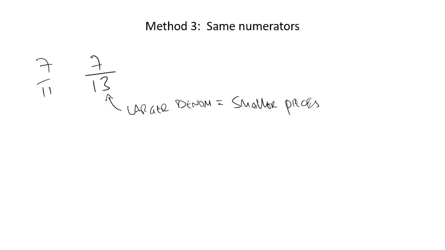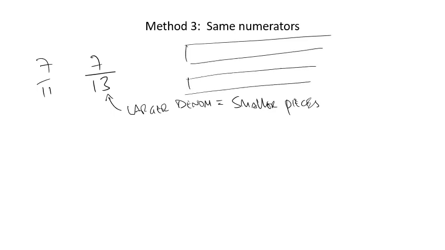And it seems like an almost contradictory thing that larger makes smaller. But if you draw a rectangular model for one and a rectangular model for the other, even if you don't want to do 13ths and 11ths, if you just compare fourths and thirds, you can see that the 1/4 is smaller because there's more pieces of the same whole.